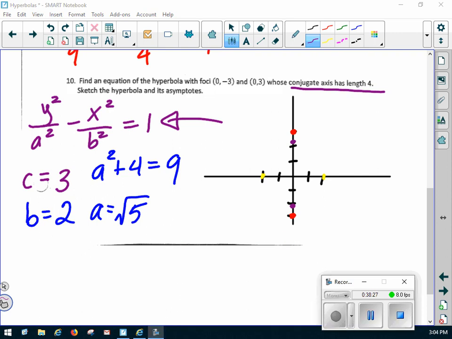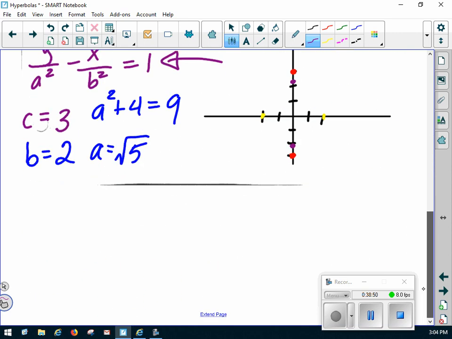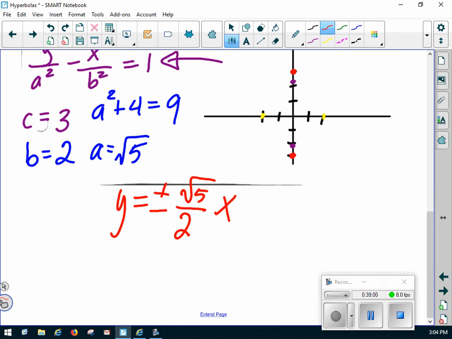Now what we want to do is graph it. Now let me show you something. I could sit and write the equations of the asymptotes, right? What are the equations of the asymptotes? Plus or minus a over b times x. So my asymptotes will be y equals plus or minus a over b times x. Yes? Watch this.